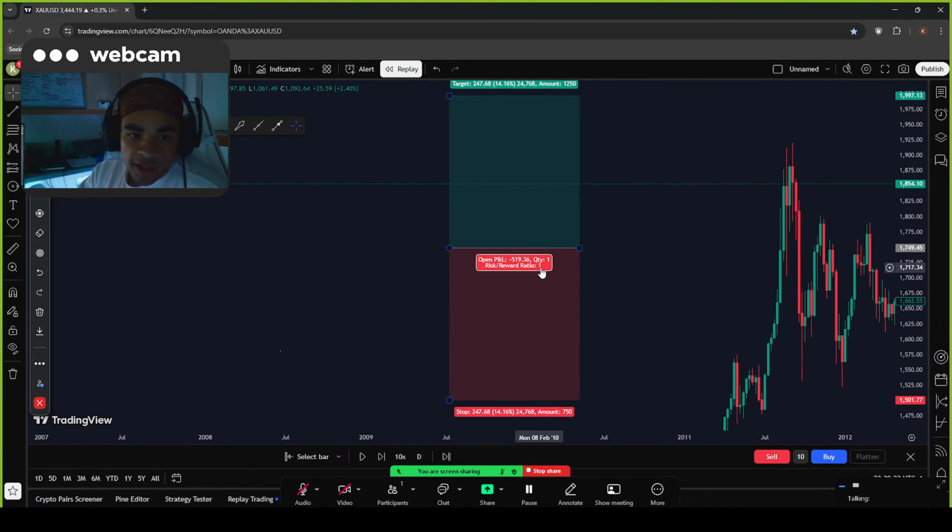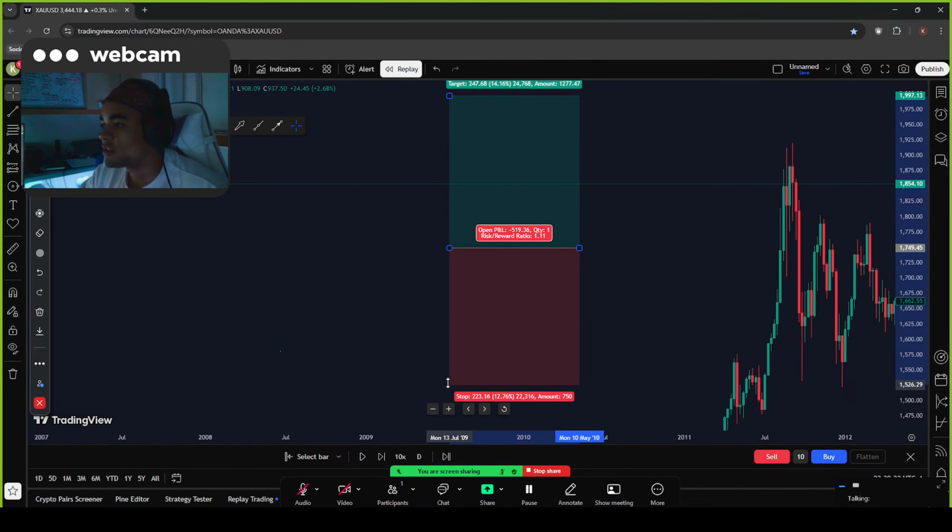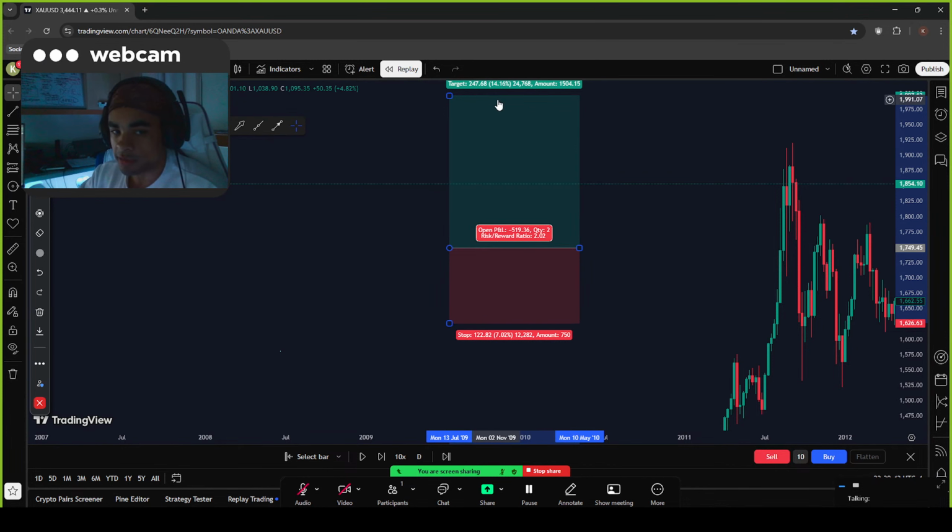RR is this number in this box. So RR is 1, which means we're risking a 1-to-1 ratio. So if I'm risking 100 down here to make 100 up here. Now, common misconception is people like to focus on the RR and they like to do a 1-to-2, for example. And this means that you're risking $50 down here to double it and make 100 up here.